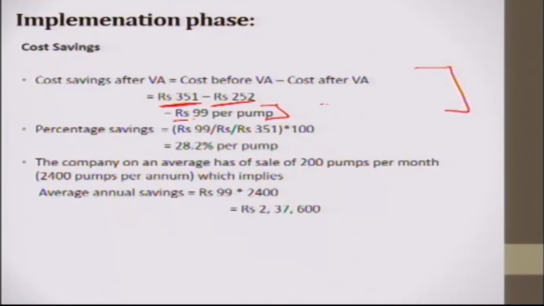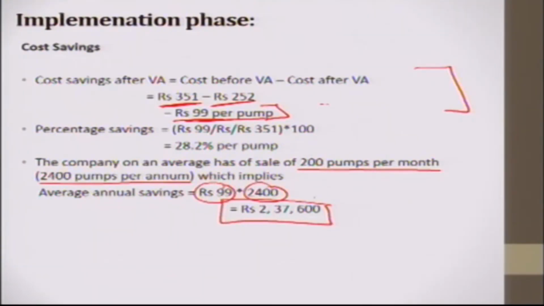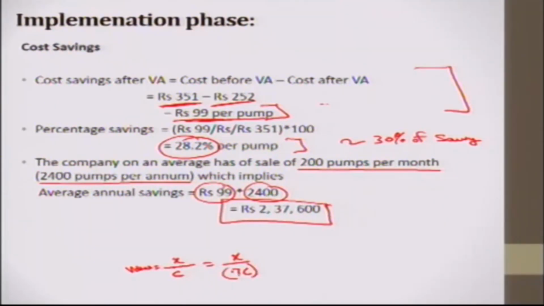So this is the saving rupees 99 per pump, and the company on which we worked manufactured 200 pumps per month, that is total 2400 pumps per annum. The total saving was this much, that is rupees 99 into 2400. So this is the potential of value engineering, 28.2%, about 30% of savings. So we had this value is equal to x by cost, new value is x by 0.7 of the cost, 30% of the cost reduced.